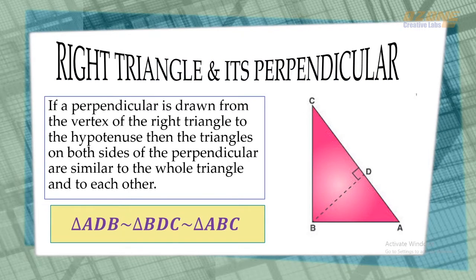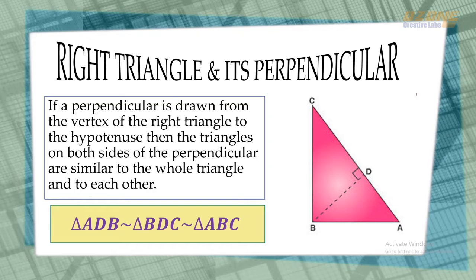Next we will see right triangle and its perpendicular. This is a theorem which you need to study. If a perpendicular is drawn from the vertex of a right triangle to the hypotenuse, then the triangles on both sides of the perpendicular are similar to the whole triangle and to each other.